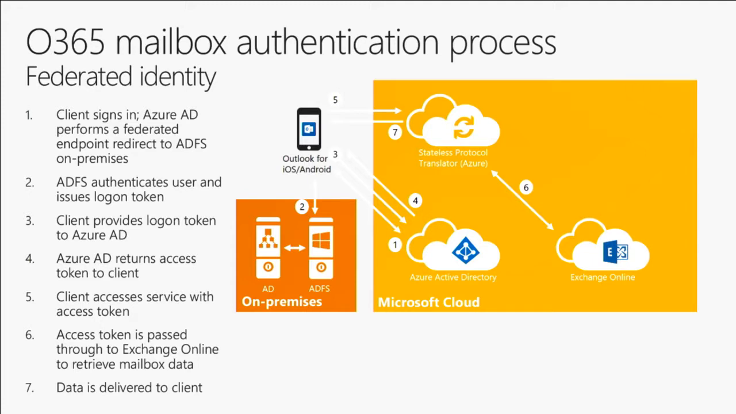It could be a third-party solution like Ping or Okta or any other number of identity providers that support federated endpoint redirects in OAuth as an authentication mechanism. ADFS, in this case, as in the diagram, will authenticate that user via whatever variety of configurations you have established that enable that authentication, and issue a logon token. That logon token is provided back to the client, and then the client provides the logon token to Azure Active Directory. Azure Active Directory will then generate an access and refresh token pair, granting access for the particular services the client is requesting.